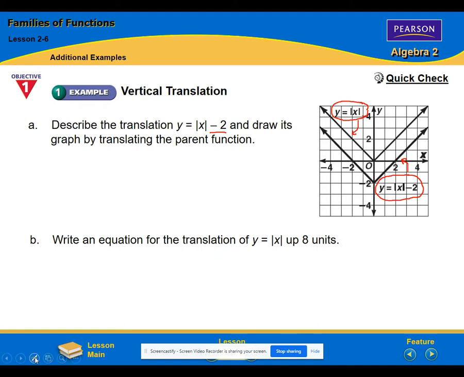With that in mind, let's answer part B, which says write an equation for the translation of y equals the absolute value of x up 8 units. So this is the parent function. If we were going to translate it up 8 units, what would the equation be? I'm going to say it right away, so if you want to think about that, pause the video. It would be y equals the absolute value of x plus 8. Again, this number outside the absolute value controls a vertical translation. Minus 2 meant down 2, plus 8 would be up 8 units.